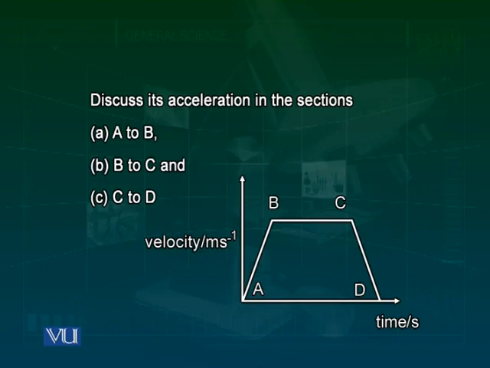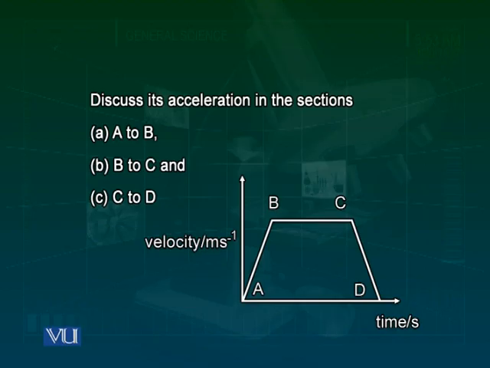When the object reaches point B, and we look at the velocity time graph, the velocity at B and the velocity at point C is at a constant rate. In other words, the velocity has not changed. Therefore, what is the acceleration if the velocity is not changing? The acceleration automatically is 0. The object is moving at a constant speed, or 0 acceleration.